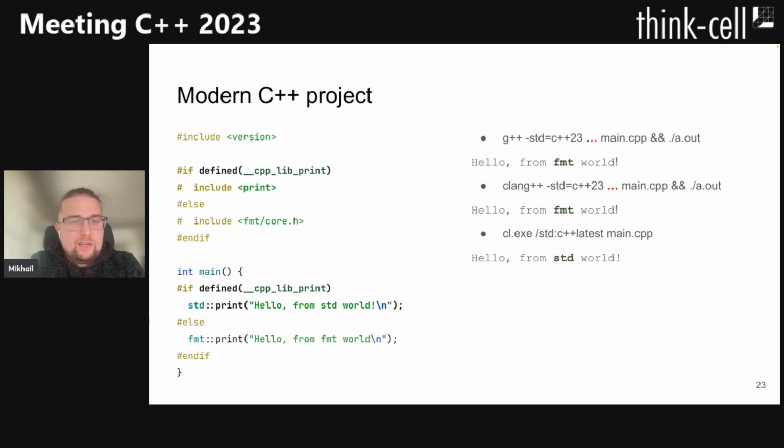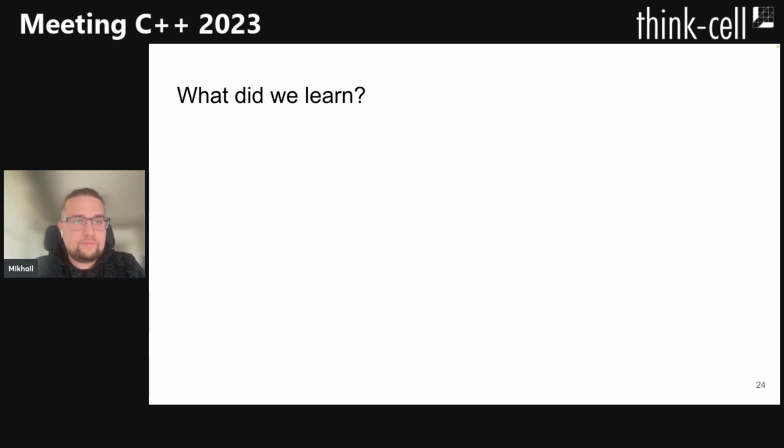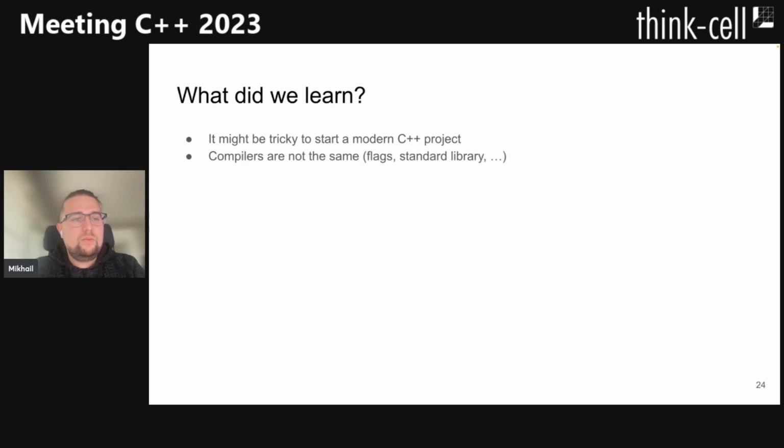So kind of cool, but I think it already becomes a mess. So let's summarize what we learned. It might be tricky to start a modern C++ project. You need to be aware of what the standard library supports with the compiler you chose, and that's sometimes tricky. We also learned that the compilers are not the same, the flags are not the same, the standard library implementation is not the same, and there are many, many other caveats which you can find when you build a big cross-platform project.